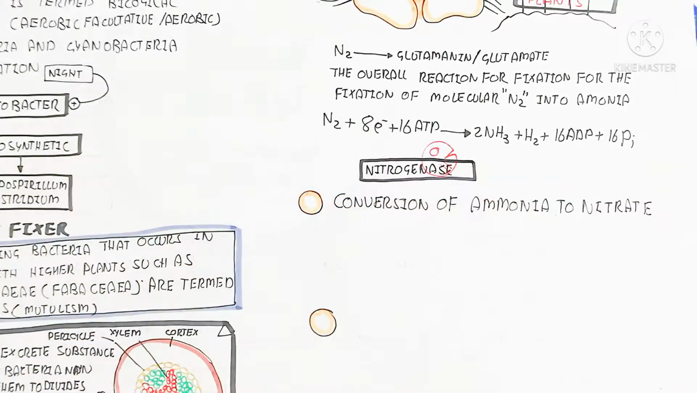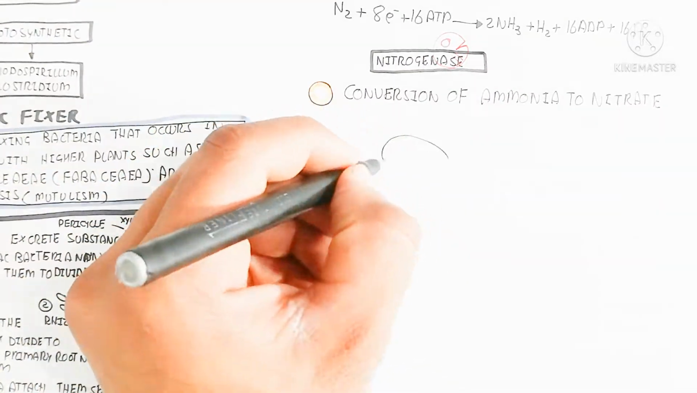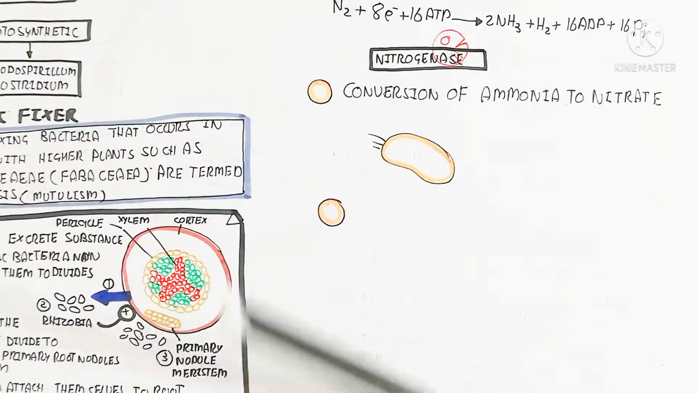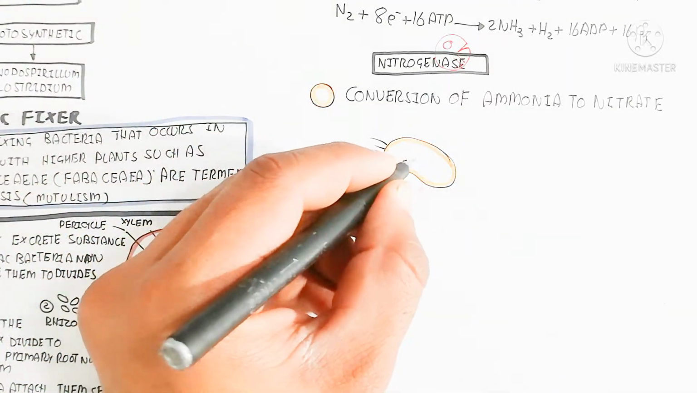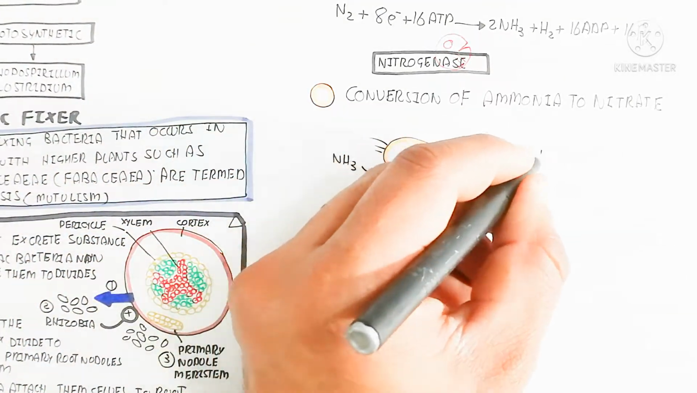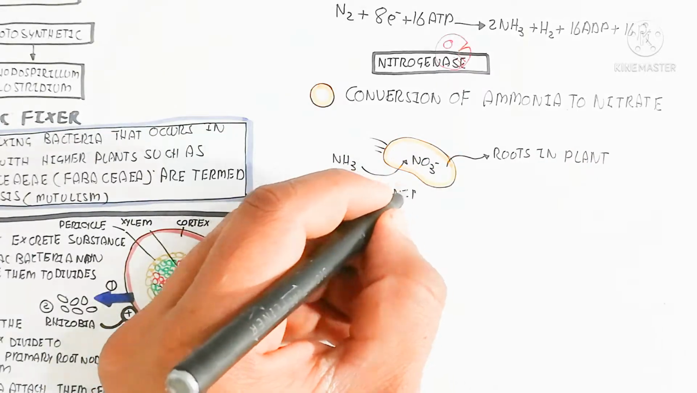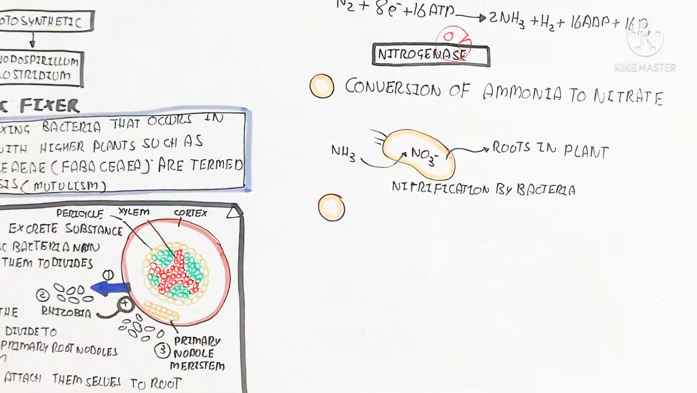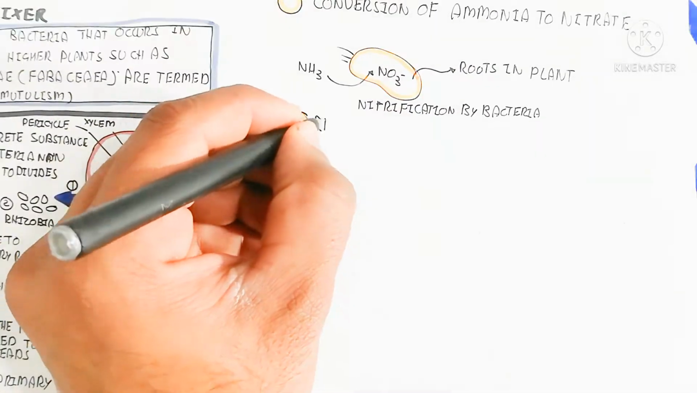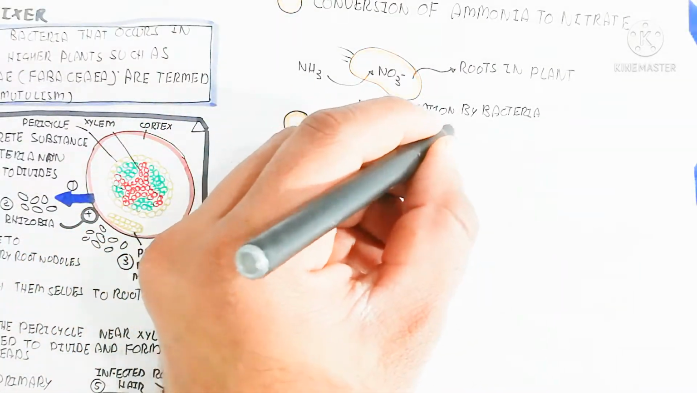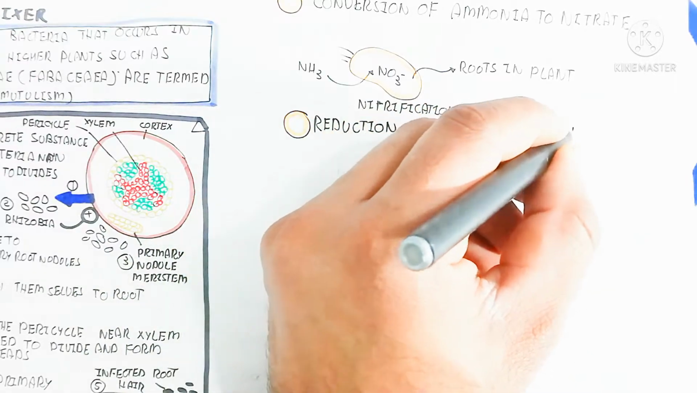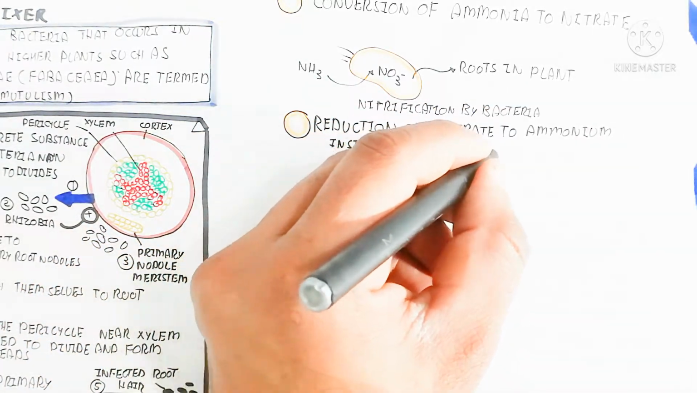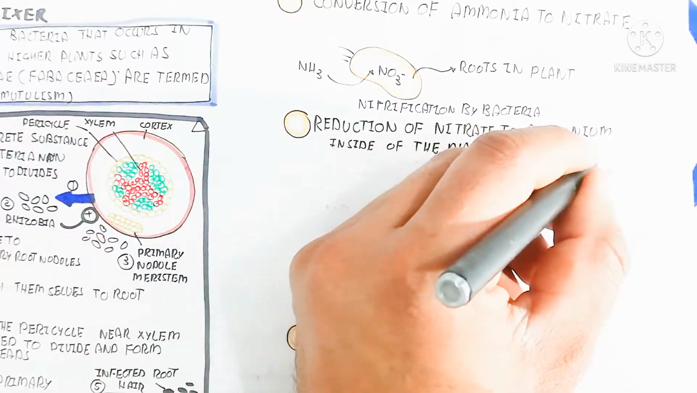So that is very important. So ammonia will convert into nitrate, known as NO3, not NO2, because you should know about that. NO3. So after this, NH3 will be converted into NO3 and go into the root in the plant. So it is absorbed, and the nitrification by bacteria and the reduction of nitrate to ammonium is the third step.